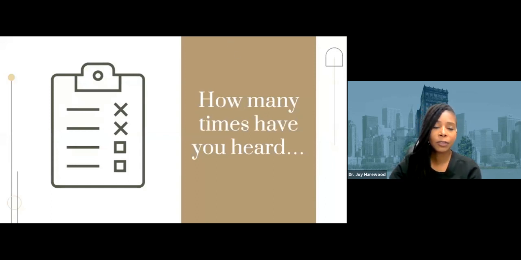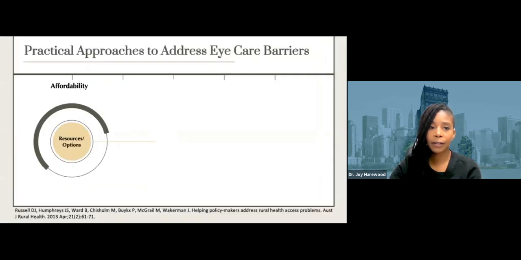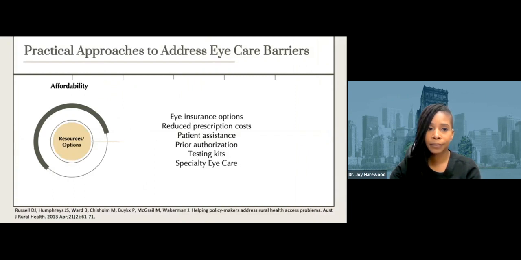So ways that we can help patients who are having trouble or unable to access medications or care include many of the following. So there are eye insurance options. There are options to reduce prescription costs. There are patient assistance programs. There's access and easier access now to PAs or prior authorizations. There are testing kits that can help those of our patients who have genetic diseases or that we suspect have hereditary retinal disease. And there are some options for more specialty eye care where you can get coverage.